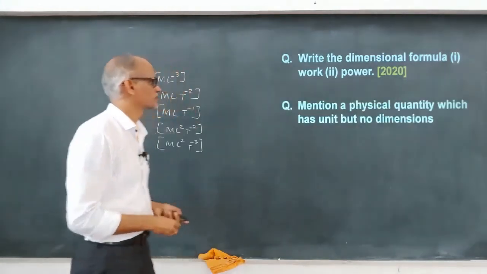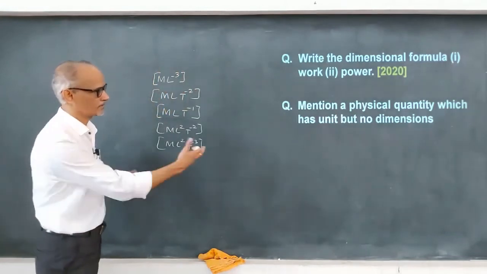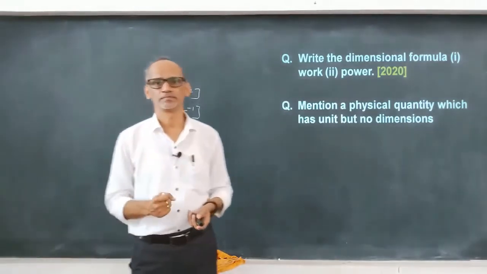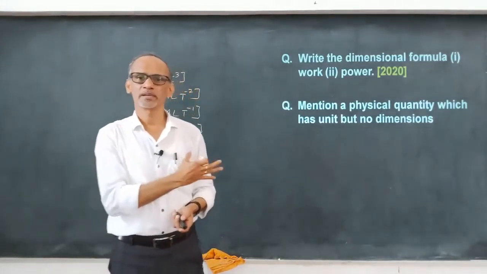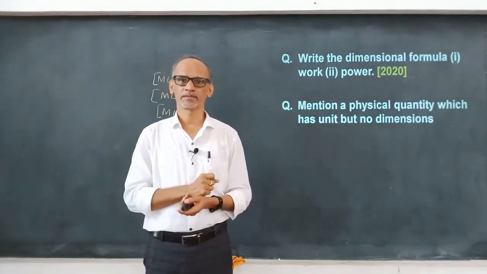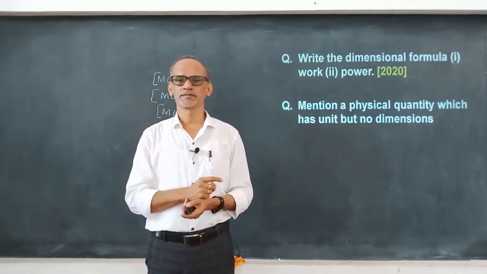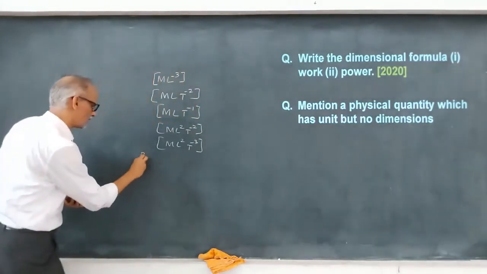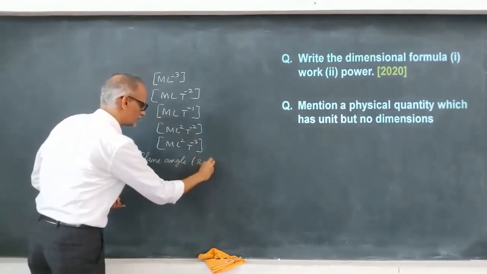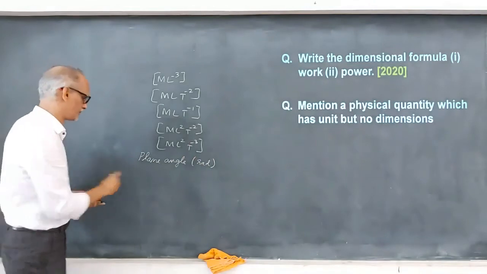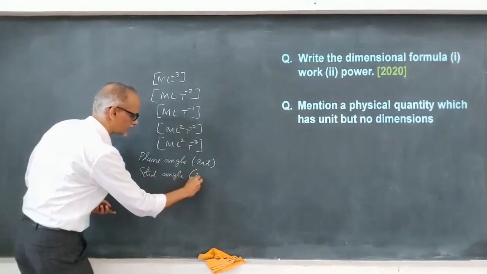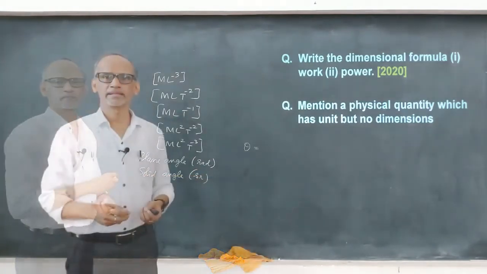The next question, which is not from the exam: mention a physical quantity which has a unit but no dimension. This is something different. There is a unit, but no dimensional formula for it. There are two such physical quantities. One is plane angle, which has the unit radian but no dimensional formula. Then solid angle, with the unit steradian. Theta is the symbol used for plane angle.